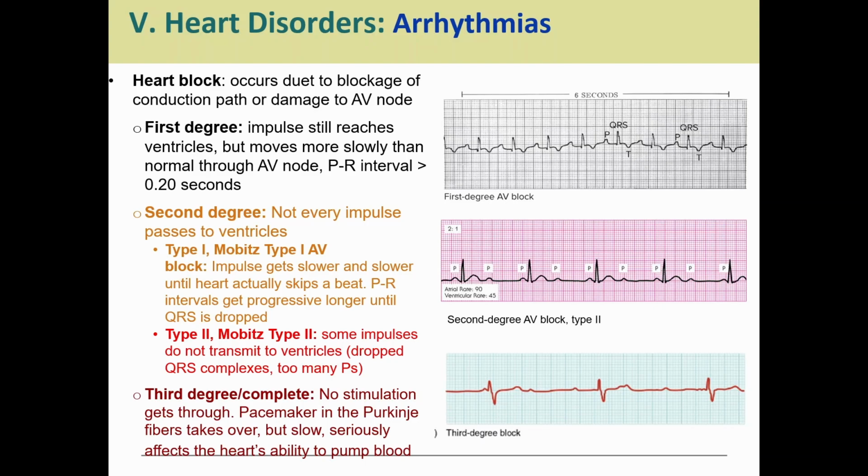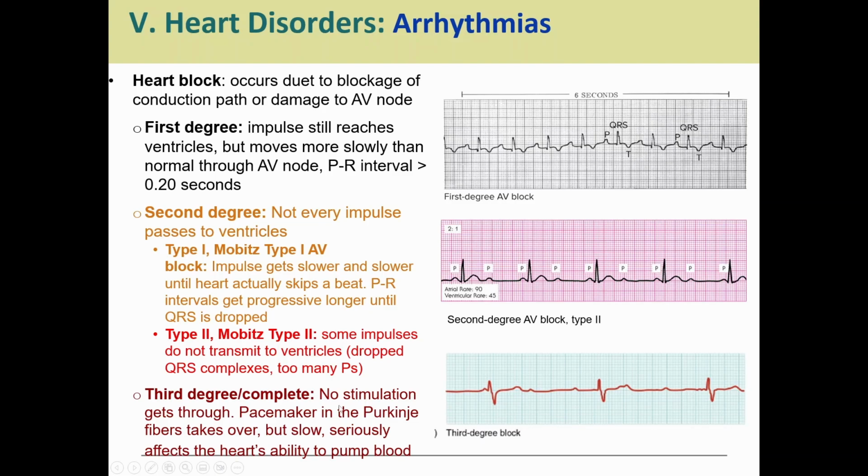If it's first degree. If it's second degree, right, not every impulse gets there. And so we see, look how far apart those are. Here, we're looking at a span of about 6 seconds, right? And so we're seeing, oh, there they are, right? Here, it's happening way less frequently. And those intervals get longer unless we fix it.